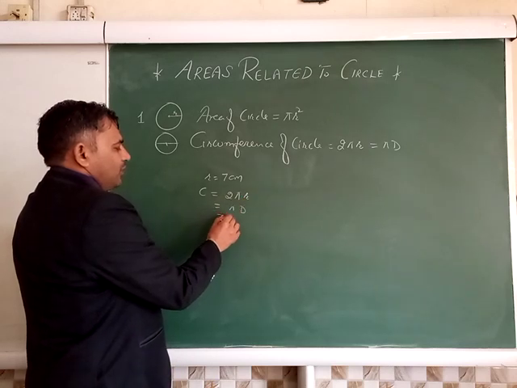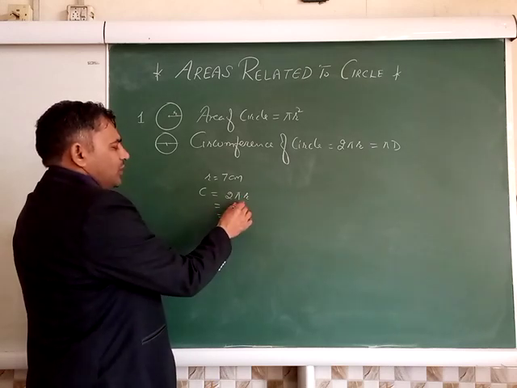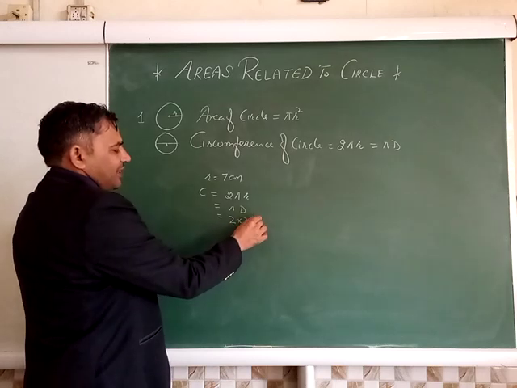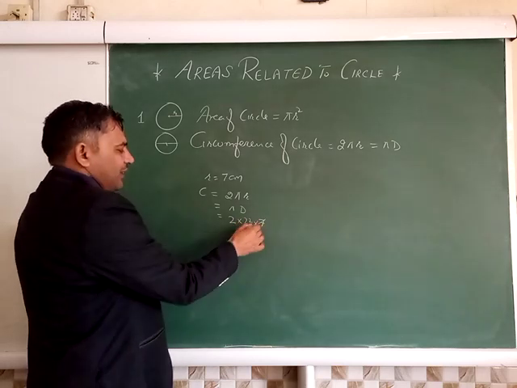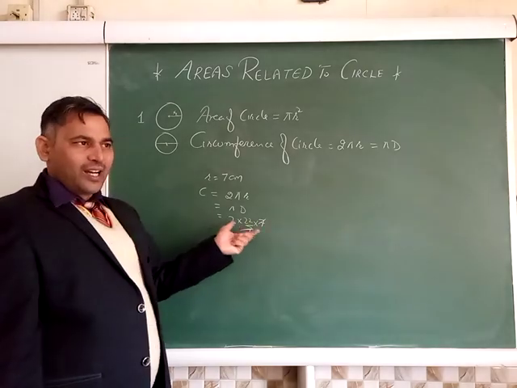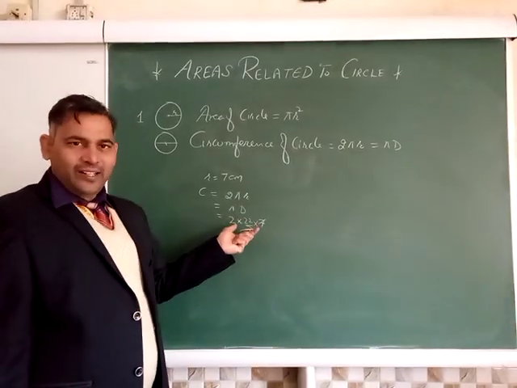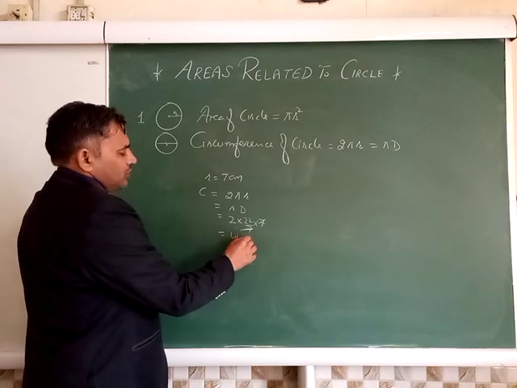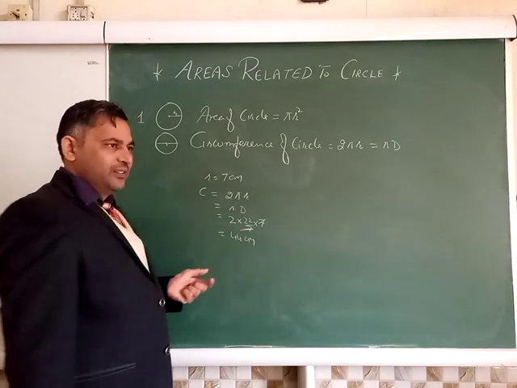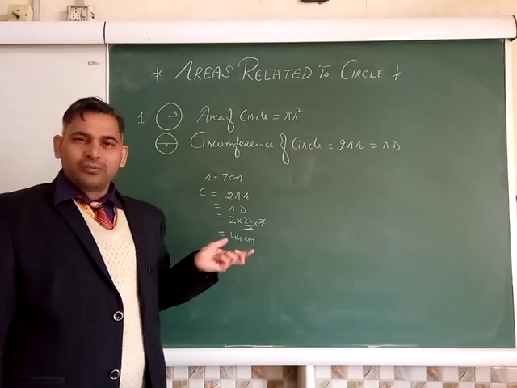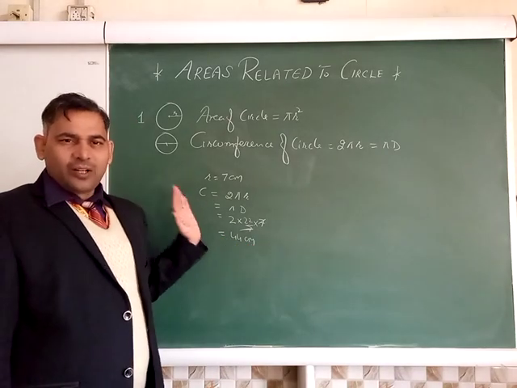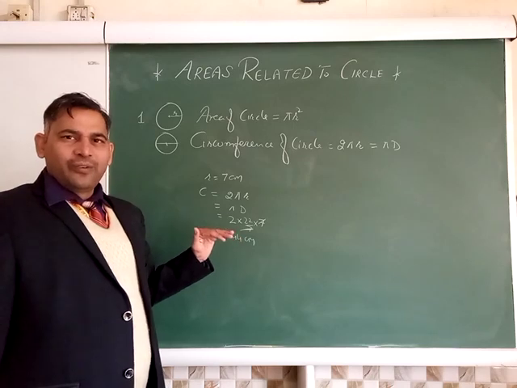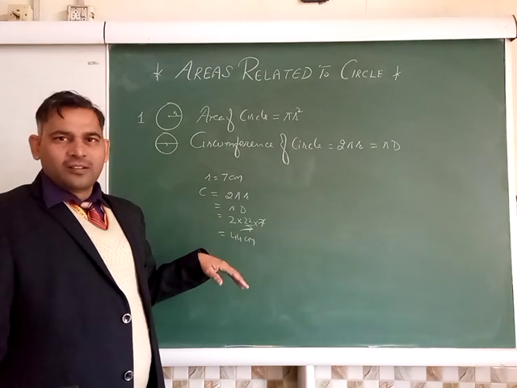Now putting the value: 2 into pi, 22 by 7, radius is 7. Now 7 cancels 7, 2 pi r. Pi value is 22 by 7. Now 44 centimeter, that is the circumference of the circle. So I hope the two formulae and their application are clear. Now we will come to the third formula.